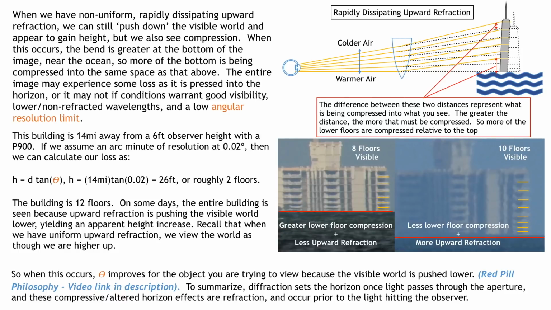But you're seeing a little bit less compression from the bottom, and you're seeing more of the floors. So when this occurs, theta improves for the object you are trying to view because the visible world is pushed lower. Again, video link in the description. And so to summarize, diffraction sets the horizon like we've talked about once light passes through an aperture. And these compressive and altered horizon effects are refraction and occur prior to the light hitting the observer. So hope that's clear.